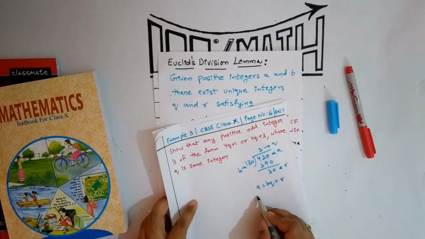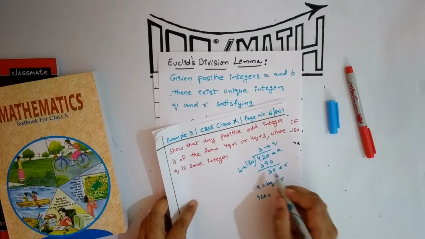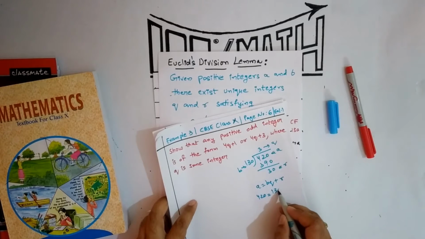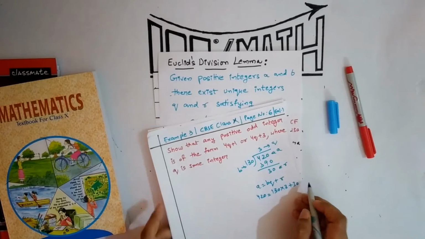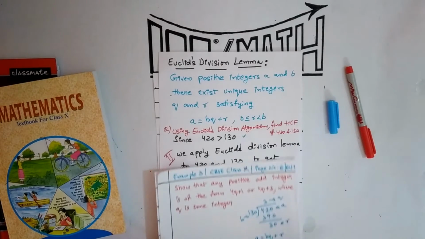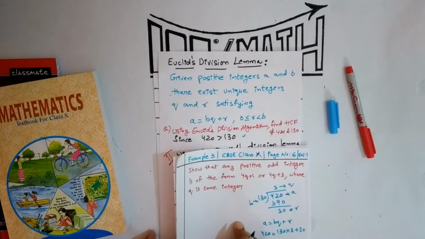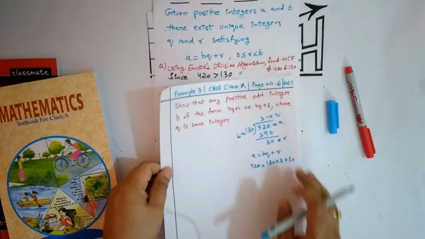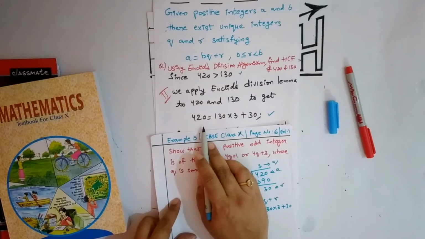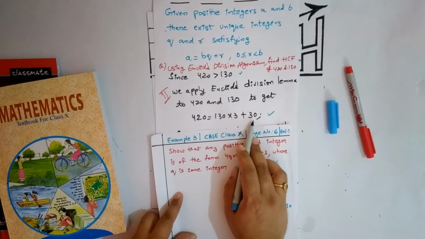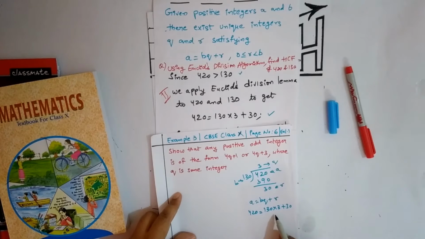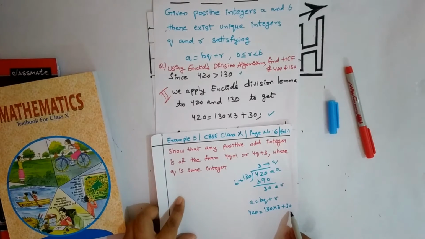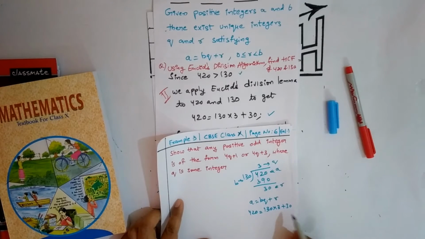What is a? 420 is equal to b, which is 130, into q, which is 3, plus 30. This is what is written here. 420 is equal to 130 into 3 plus 30. You can check. 420 is equal to 130 into 3 plus 30. So we were discussing this in terms of Euclid's division algorithm.